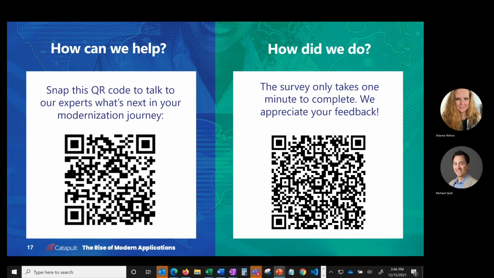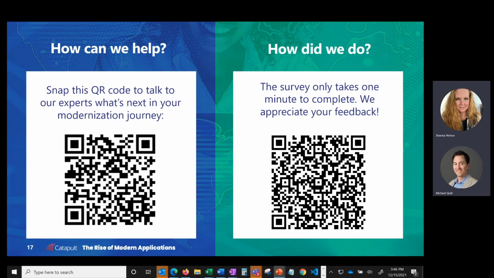Shanna? Thank you, Michael. That was a lot of great information. If you would like to speak with a Catapult expert about the application modernization that Michael talked about just a moment ago, or anything else you heard him discuss today, you can click through the QR code on the left-hand side of your screen and get in touch with us.